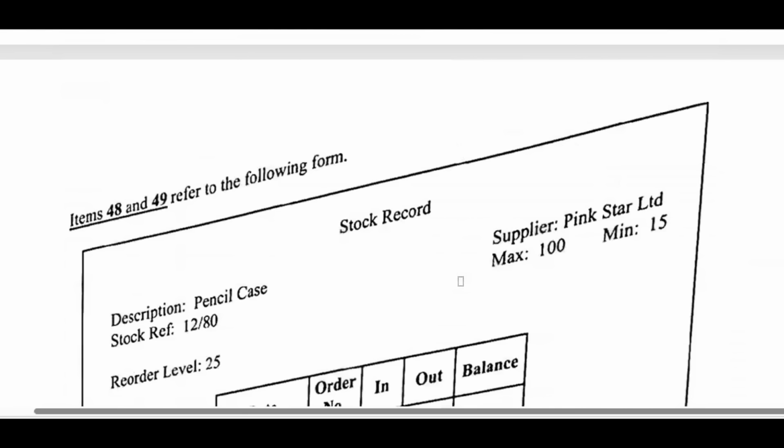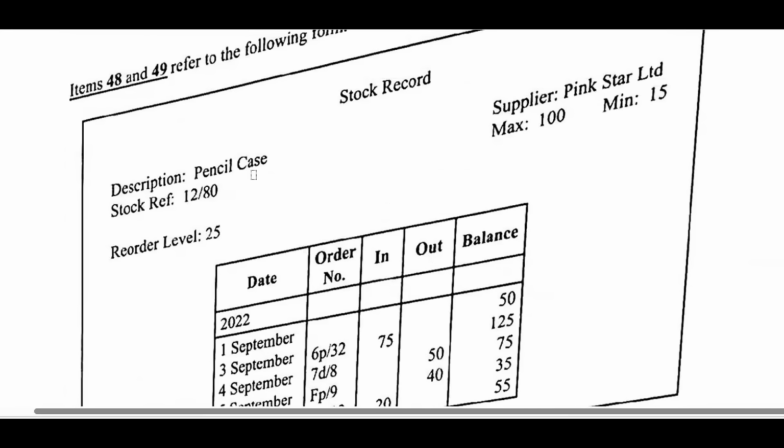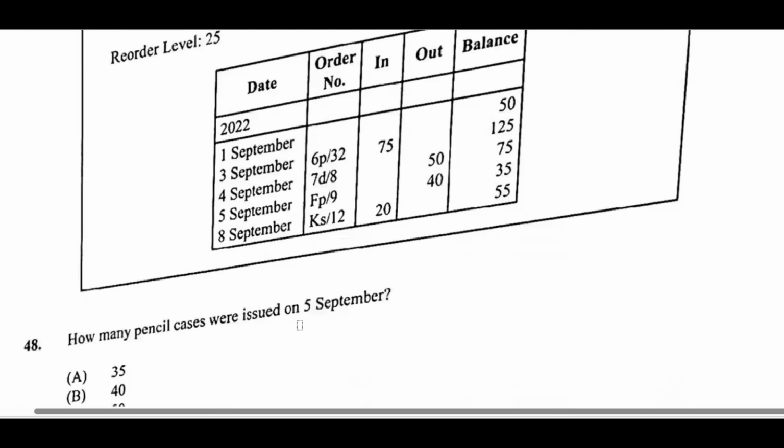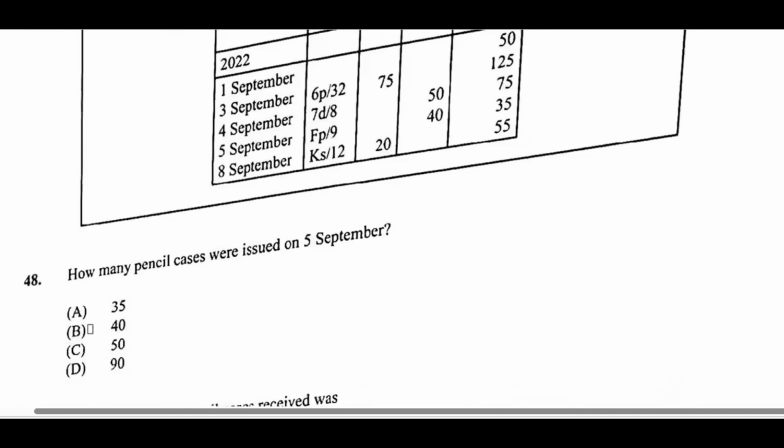48. For a pencil case, reorder level is 25, meaning when you only have 25, then you have to go and order more pencil cases, right? Maximum is 100, you're not allowed to cross 100, minimum is 15, right? How many pencil cases were issued on the 5th of September? You go to the 5th of September, how much was issued? I'm seeing 40 here. So the answer is B, 40.